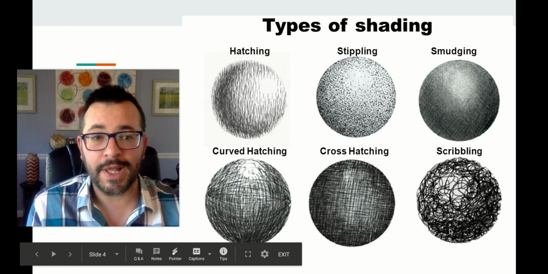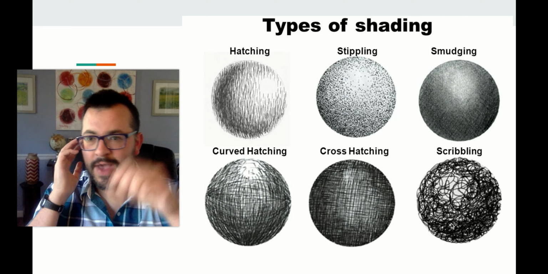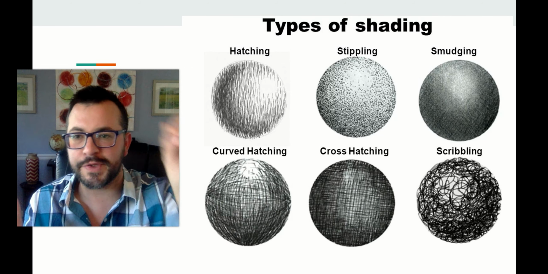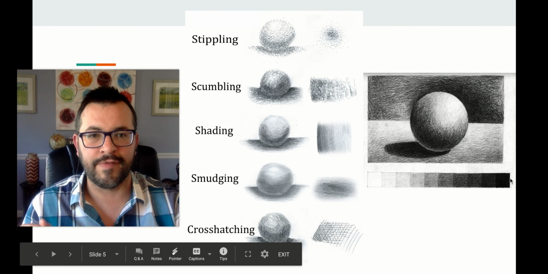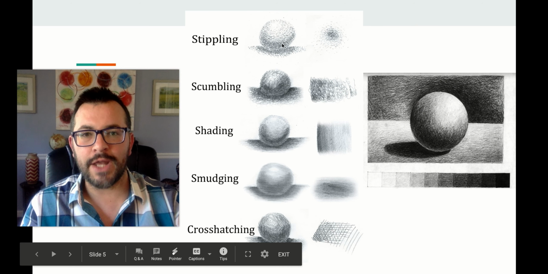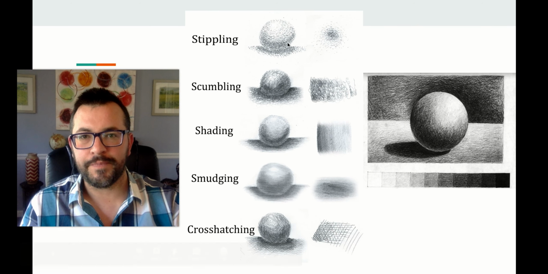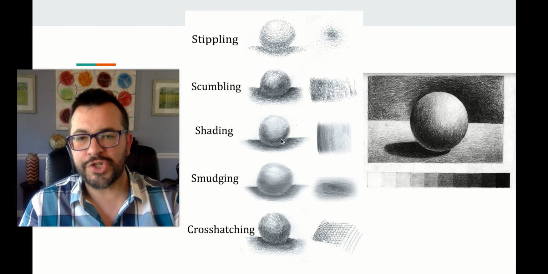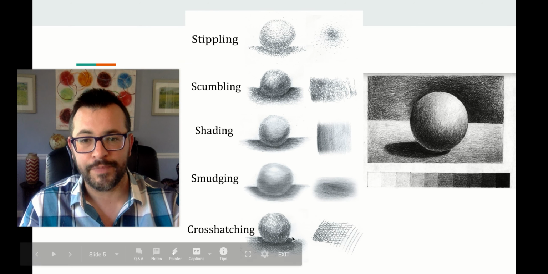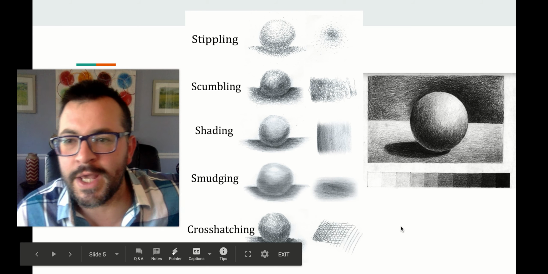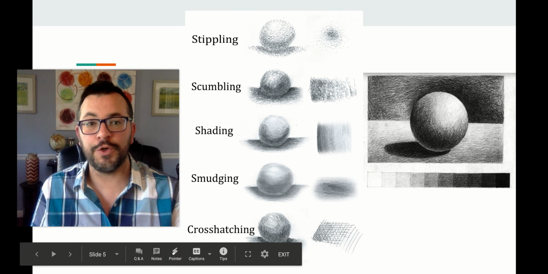And then scribbling or scumbling is when you just take that pen or pencil and move it around in circular motions to create your values. So here again, you've got lots of different examples of stippling, that's dots, the scumbling or the scribbling, it's that little scribble motion. They call it shading here, but that's the softer gradient, right? Smudging, cross-hatching. There's so many different ways that you can create value in an artwork.